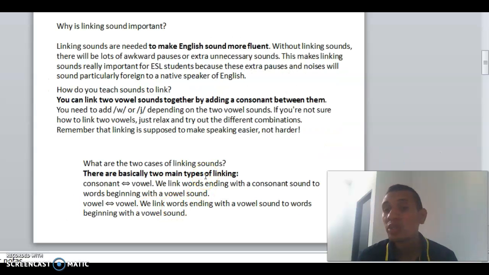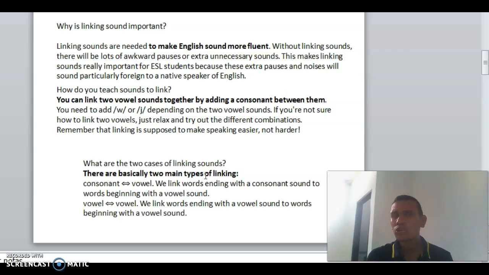Why is linking sound important? Why is it so important? Linking sounds are needed to make English sound more fluent. Without linking sounds, there will be lots of awkward pauses or extra unnecessary sounds. This makes linking sounds really important for ESL students, because these extra pauses and noises will sound particularly foreign to a native speaker of English.